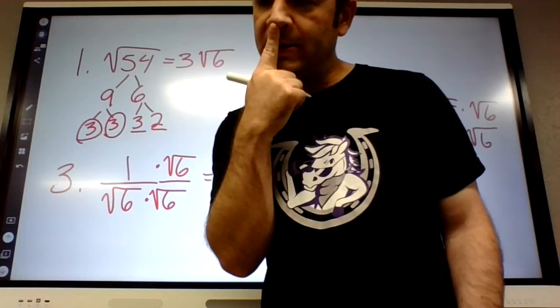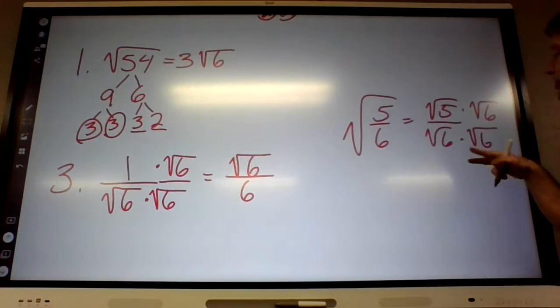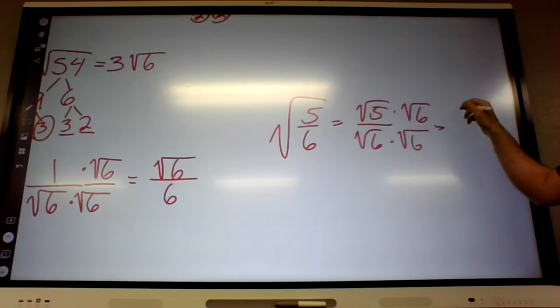So how would you multiply the two square roots together? A square root times a square root. So this would be square root of 5 times square root of 6, which is square root of 30. You need to make sure that doesn't simplify.